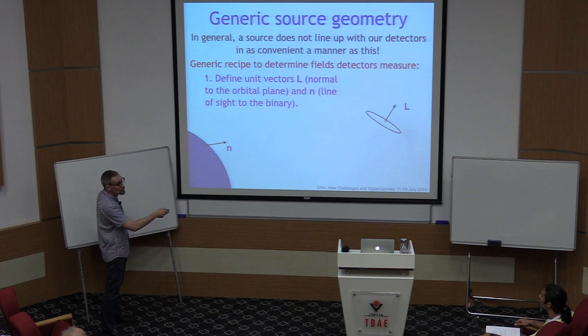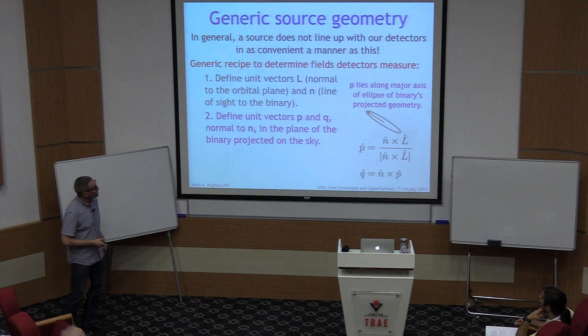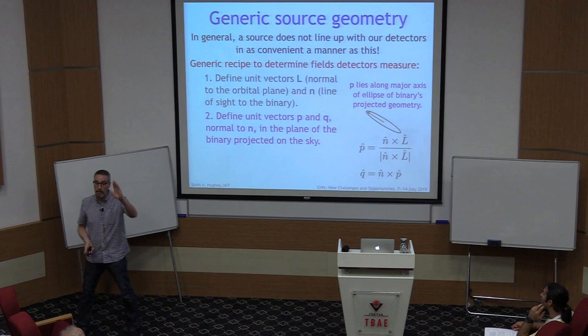Now, I'm going to define two unit vectors, P and Q, that are both normal to that N. I'm going to choose P such that it points along the major axis of the ellipse defining that binary as I see it on the sky.